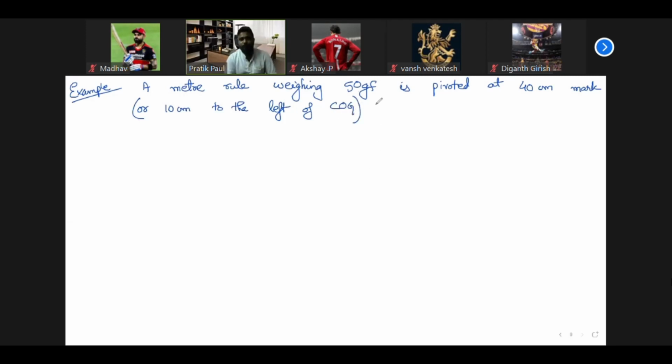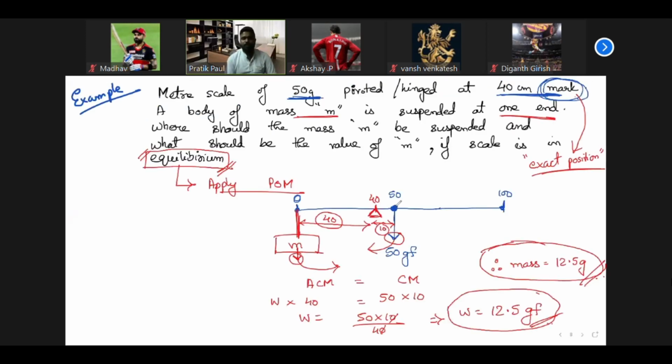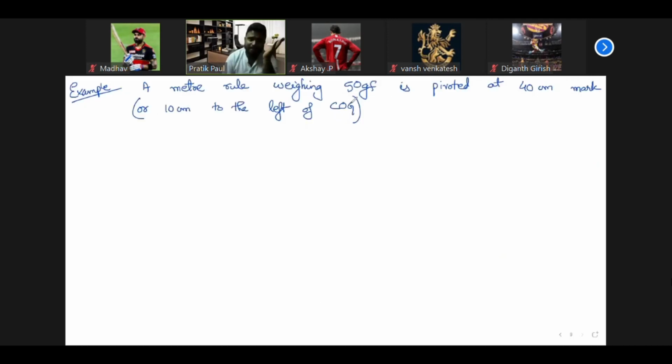If I have to rephrase this 40 centimeter mark, I can also mention it as 10 centimeter to the left of center of gravity. Now, this is the meter rule, and the center of gravity is the 50 centimeter mark. Towards the left by 10 centimeter is how much? 40 only. So it can be rephrased. It remains the same ultimately.